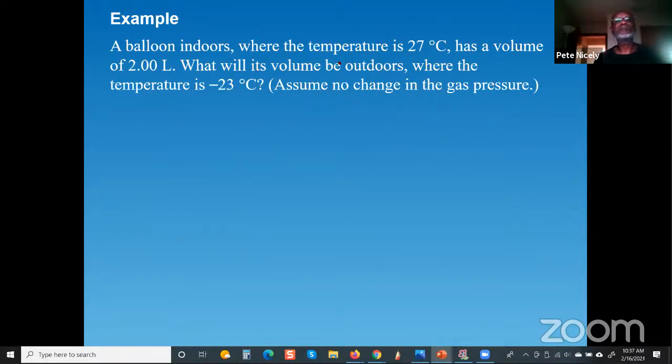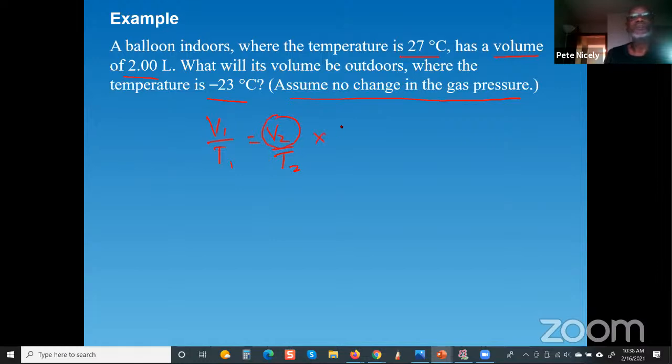So the question says you have a balloon indoors where the temperature is 27 degrees Celsius and it has a volume of 2.00 liters. And then you take the balloon outside where the temperature is minus 23 degrees Celsius. And it says assume no change in gas pressure. So this should clue you in to the fact that this is a Charles' law problem. So therefore, we write down Charles' law, V1 over T1 is equal to V2 over T2. What the question is asking for is the volume outdoors, which would be V2.